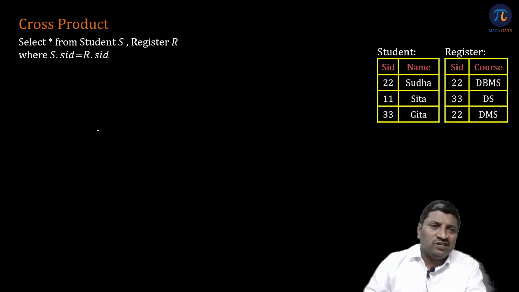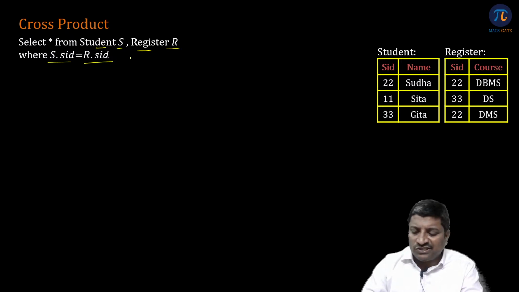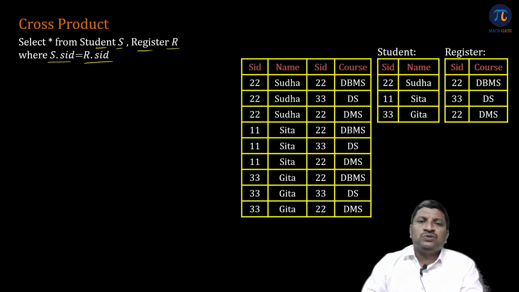Fine. I think the same example we have seen, sir. Select star from student S, register R, where S dot SID equal to R dot SID. So this is the story, sir. Instead of equality, because we have already discussed equality.